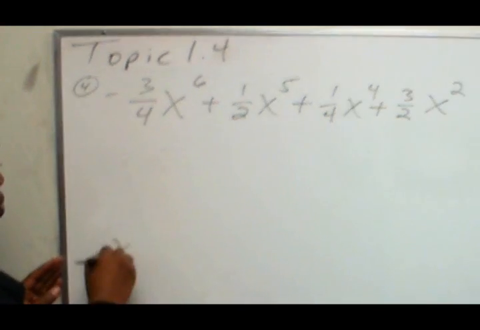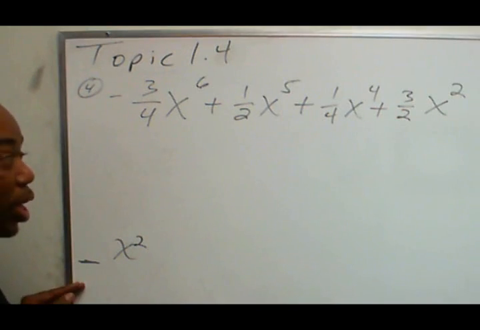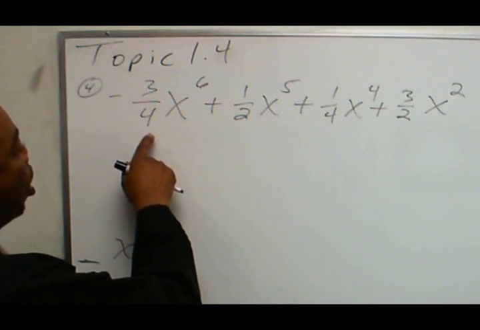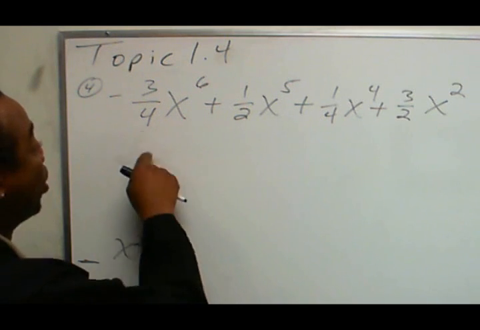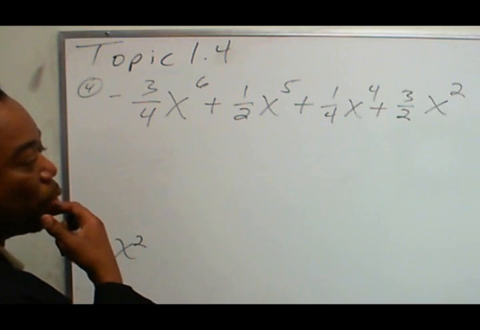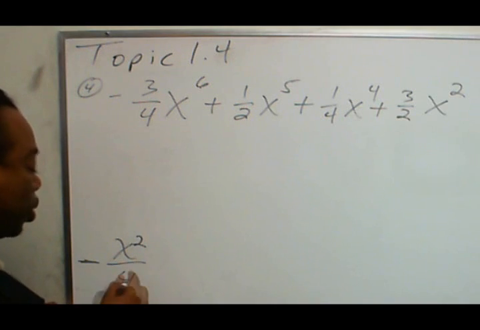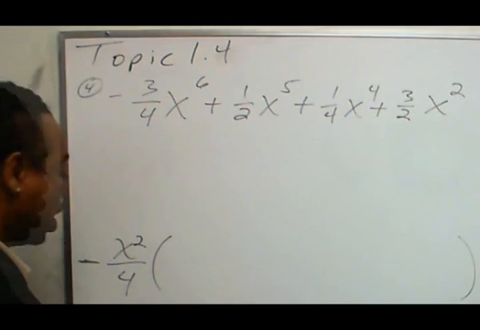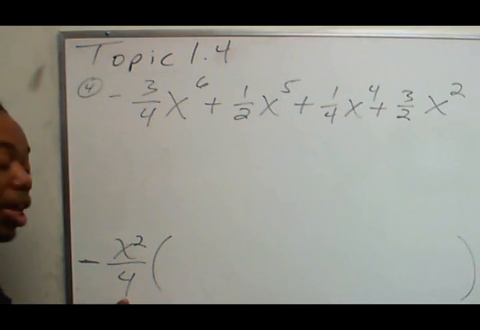So someone must have multiplied this also by x squared as well as a negative. Then we look at all the denominators and look for the greatest common factor, or least common denominator. We have 4, 2, 4, and 2. The least common denominator will be 4. So I know someone must have divided this by 4. So 3 things happened. They took a polynomial and they multiplied it by negative, an x squared, and a 4.